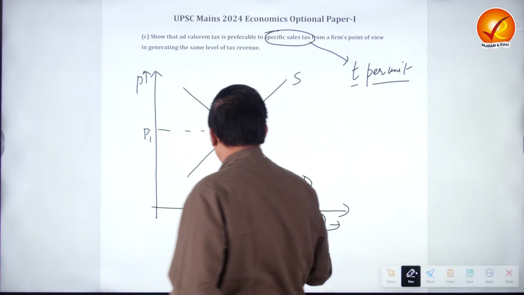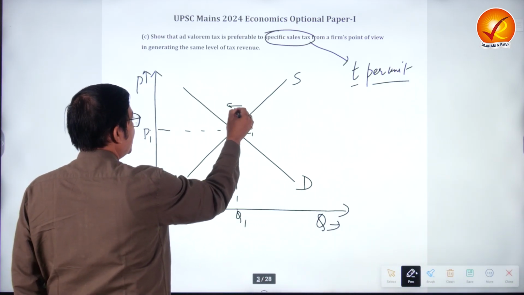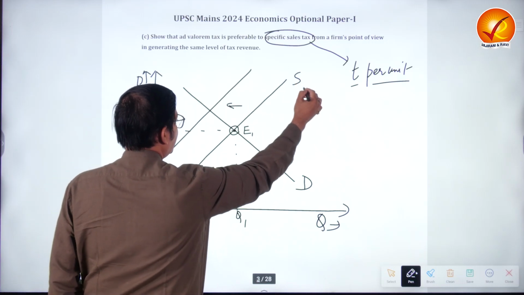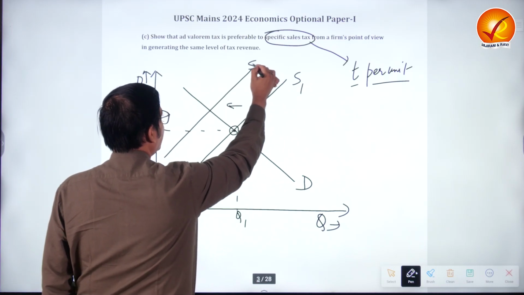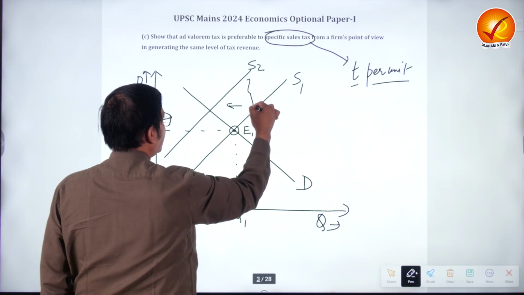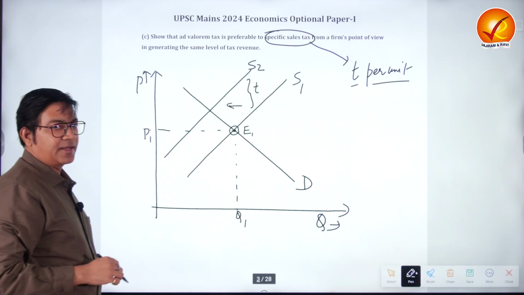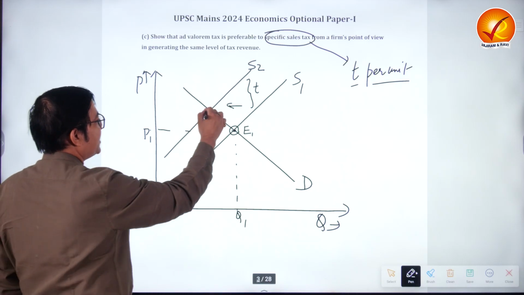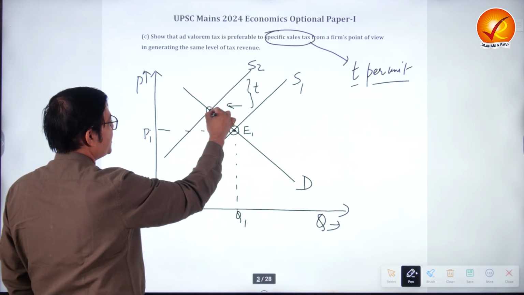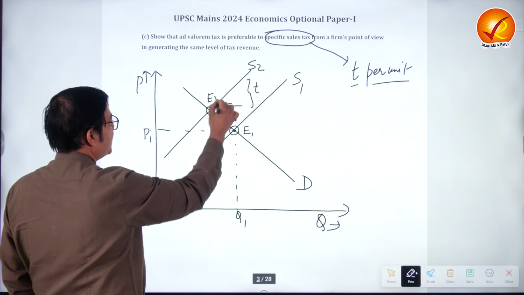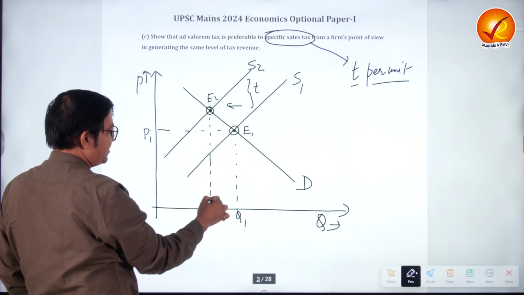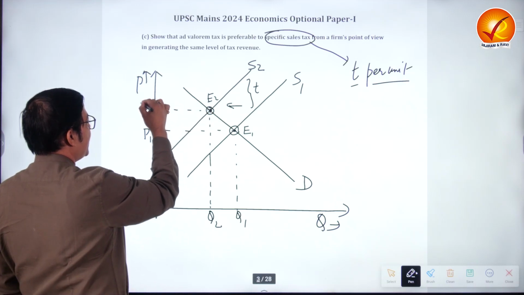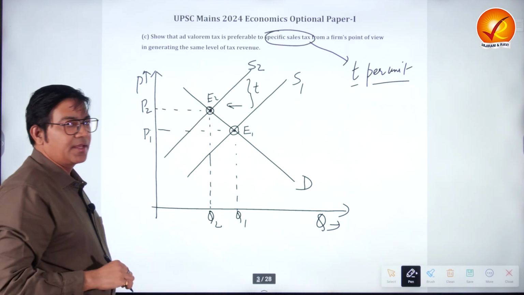So suppose that we do the same way. Let's take that supply curve to the left side. Let's give them the names S1 and S2, and this vertical distance is your T. This is how we in general talk about the impact of the tax, and therefore the equilibrium will now shift to E2. At this level, a lesser amount Q2 will be sold at a higher price P2.